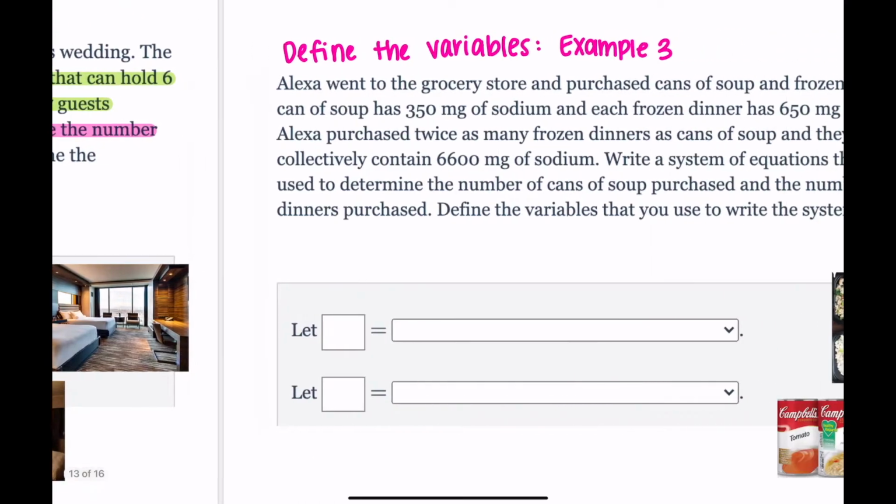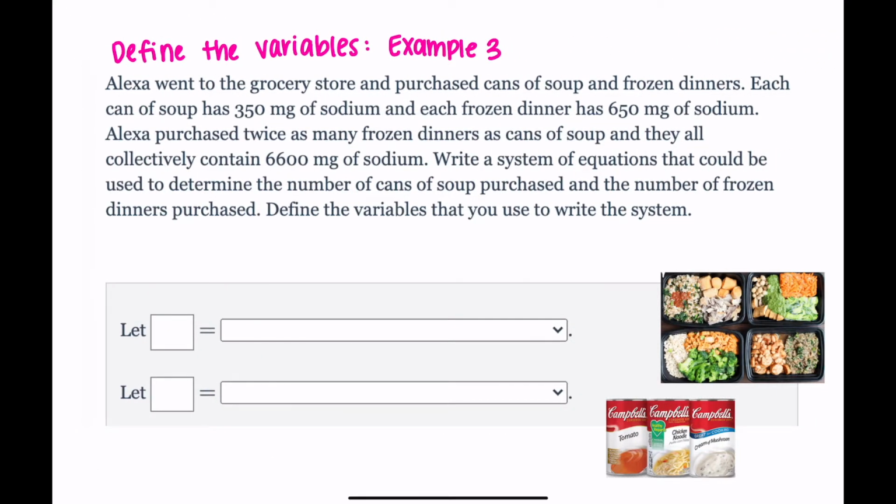All right, let's do one more, just finding the variables. Okay, so again, let's find what we already know. So we already know Alexa went to the grocery store and purchased cans of soup and frozen dinners. Each can of soup has 350 milligrams of sodium, and each frozen dinner has 650 milligrams of sodium. So we know that a can of soup has 350 milligrams and a frozen dinner has 650 milligrams of sodium. Alexa purchased twice as many frozen dinners as cans of soup.